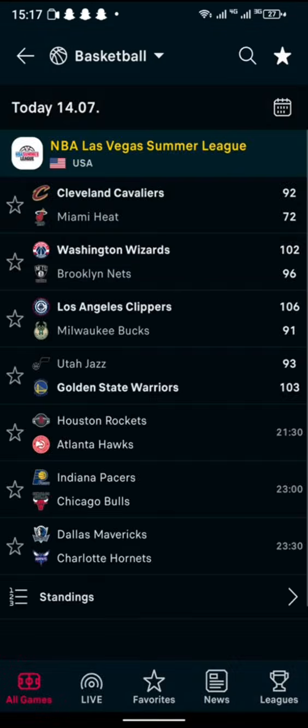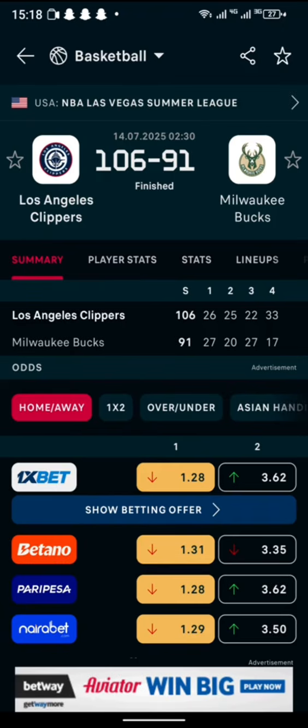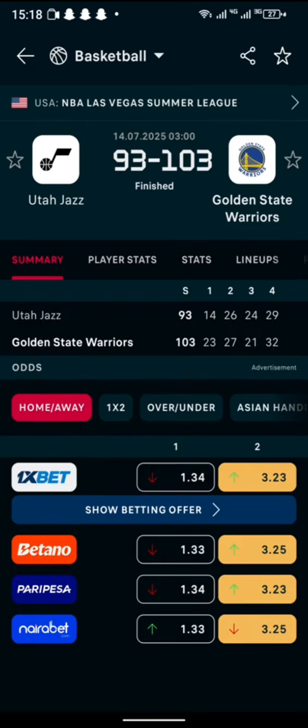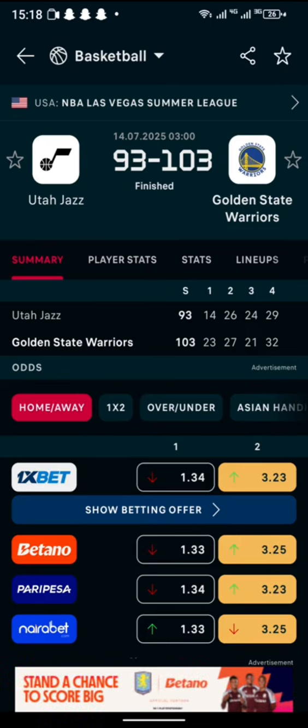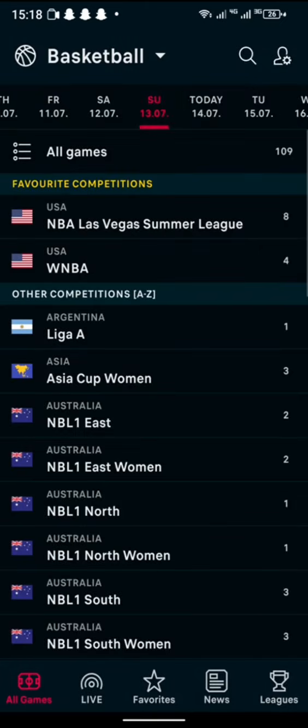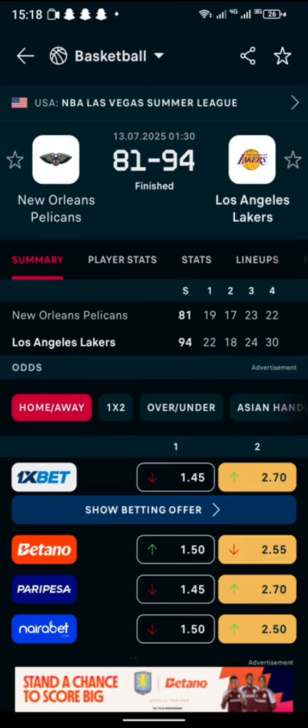So now let's check another one. You see that there was no draw here. Now guys, why am I sharing this option? I'm sharing this option so that you can make profits for yourself. There was no draw here at all. Now let me check other games. There was no draw. Like guys, this option is seriously crazy.